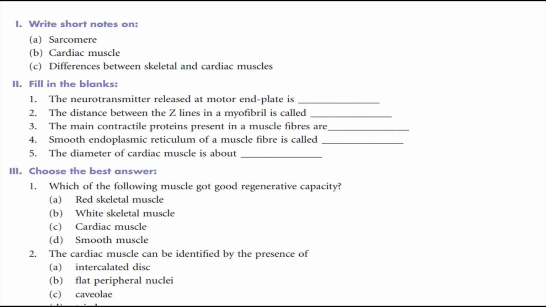And then these are MCQ questions. Choose the best answer. Which of the following muscles has good regenerative capacity? Which one amongst these options is the correct answer? So the cardiac muscle can be identified by the presence of that. Which one is correct? All right.